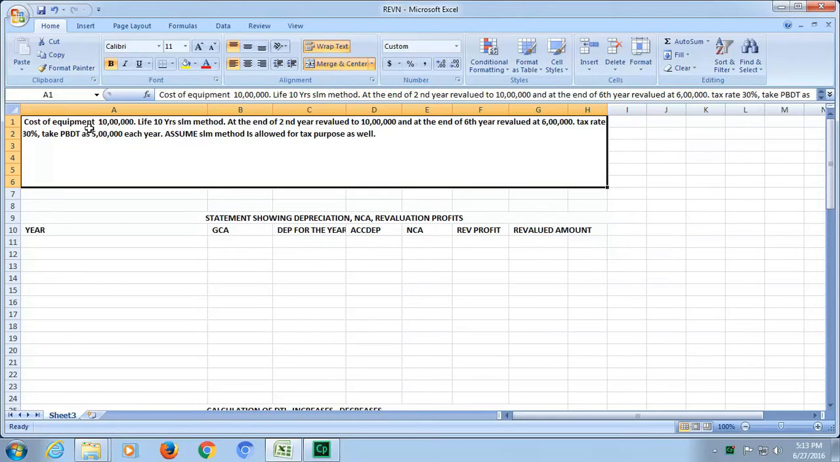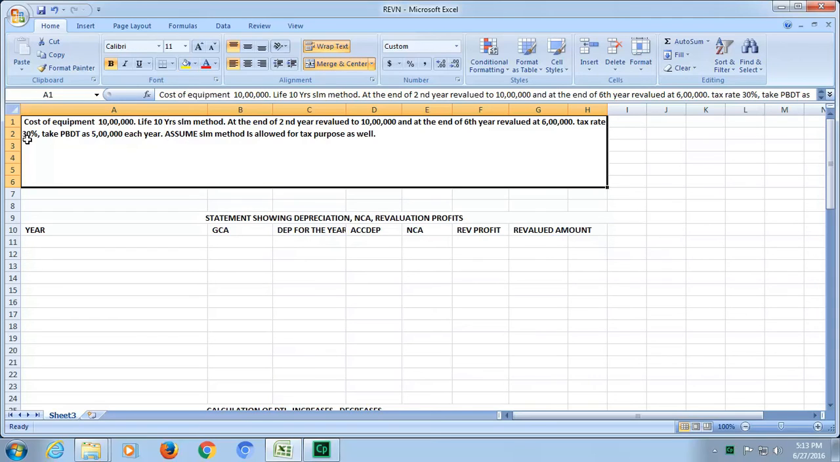So there is an equipment, the cost of which is 10 lakh rupees, life is 10 years. The estimated residual value is not provided in the problem, hence we assume it as 0. The problem allows SLM method. At the end of second year, the asset was revalued to 10 lakh rupees. At the end of sixth year, it was revalued to 6 lakh rupees. That means there can be some revaluation profit or loss which we would have to compute.